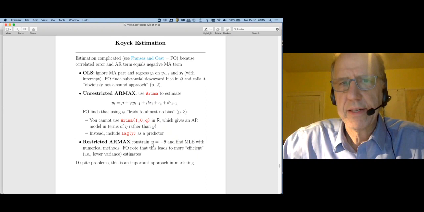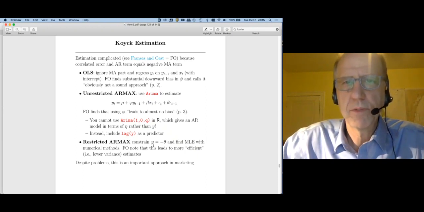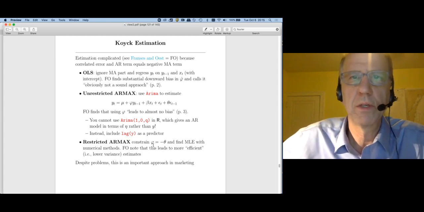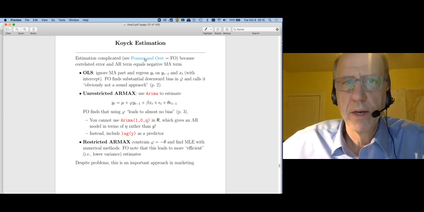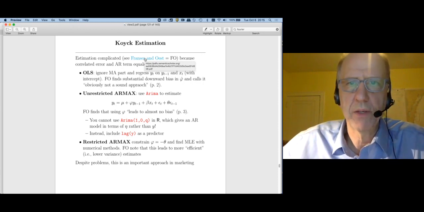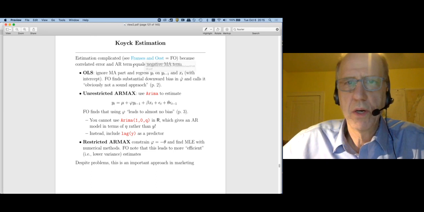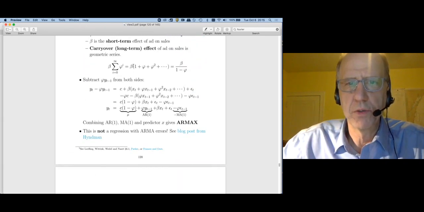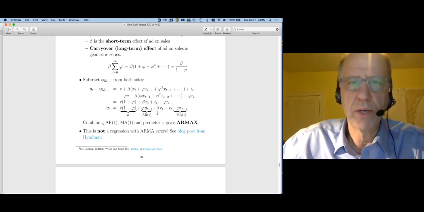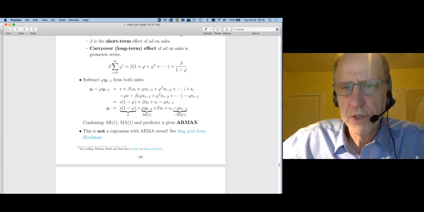The answer to that is somewhat complicated. So there's an article by Francis and Ust that you can go read that's specifically written about how to estimate this. This article points out these issues, that it's kind of like an ARIMA(1,1) model, but you have a very strange constraint, which is that the moving average term has to be the opposite of the autoregressive term.